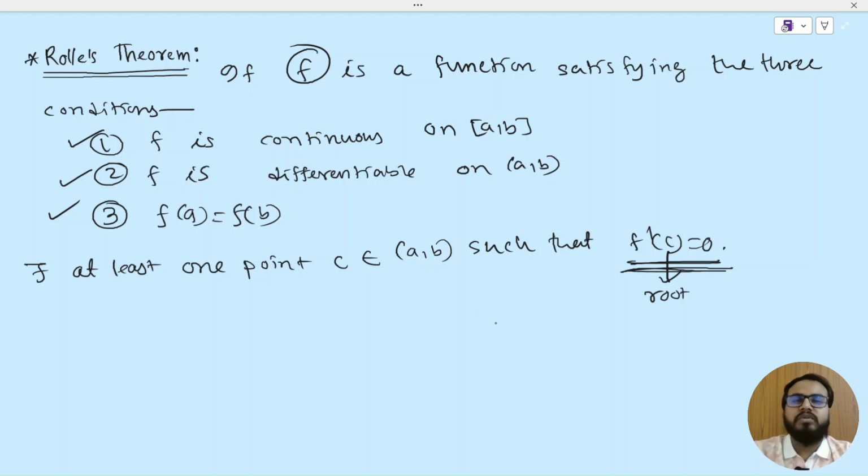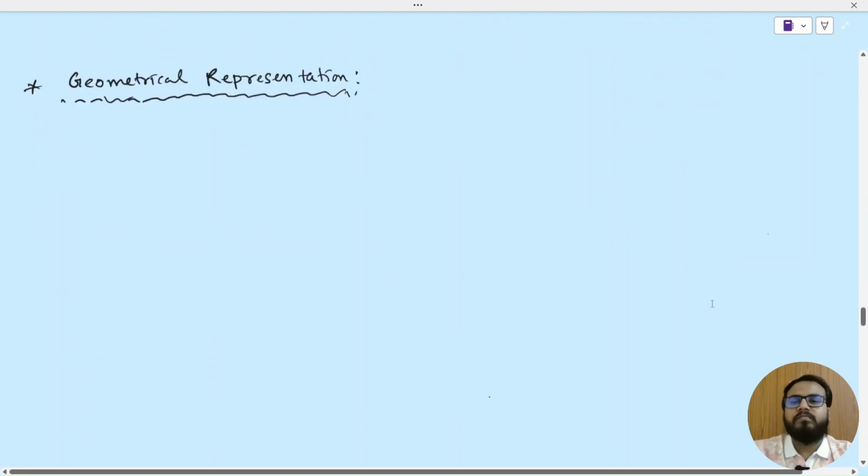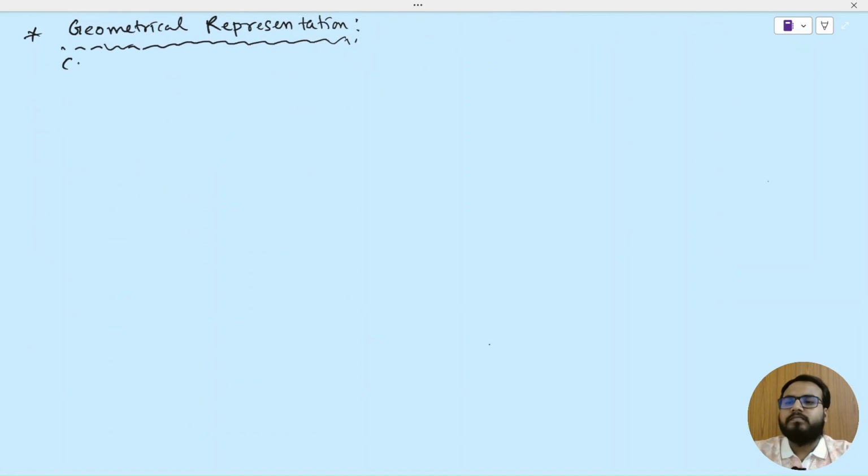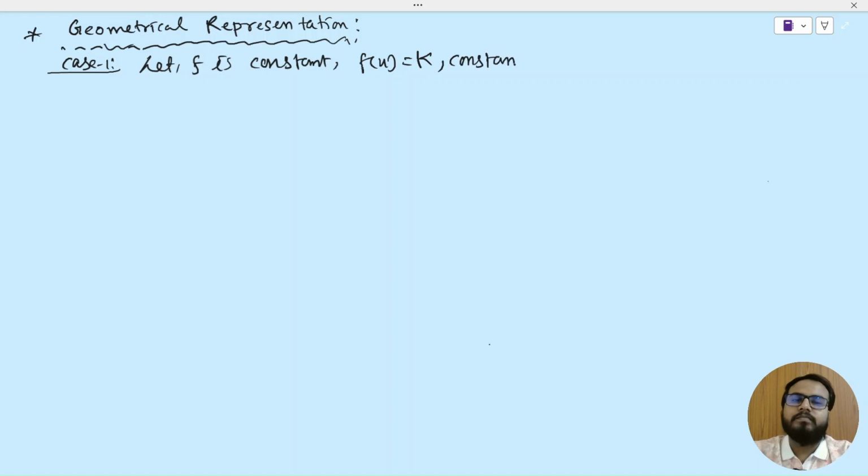So there are basically two cases that arise. Case 1, f is a constant function. Case 2, f is a non-constant function. Now first we discuss case 1. Let f be a constant function. Suppose f(x) equals some constant k. We define f on the closed interval [a, b].